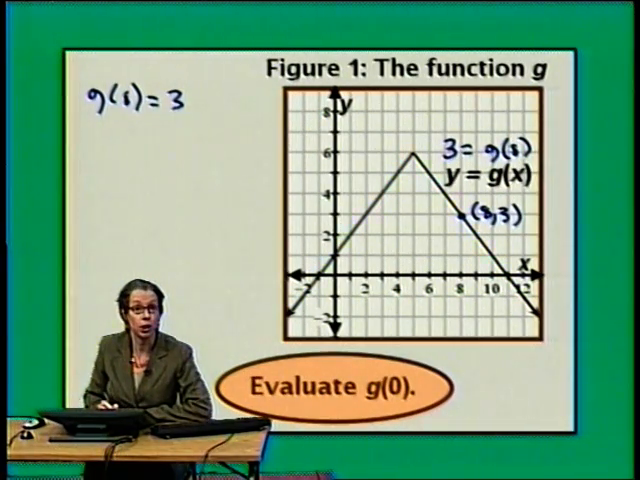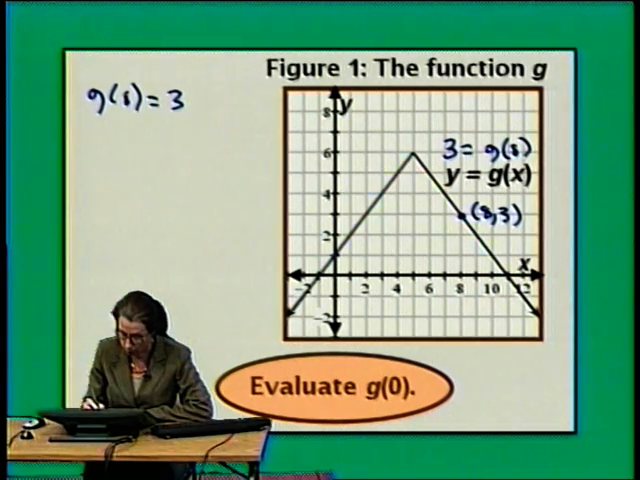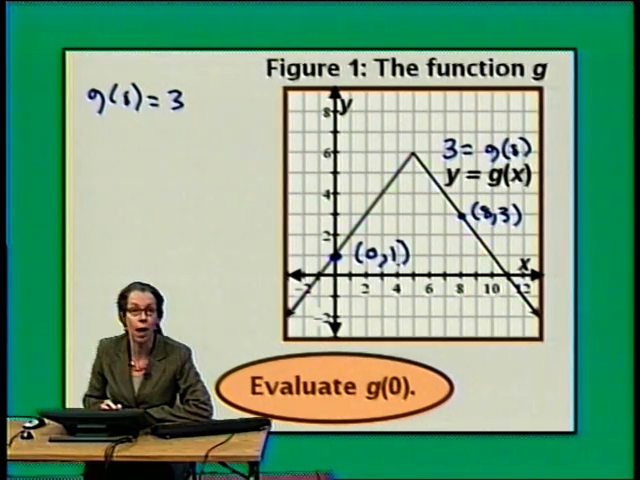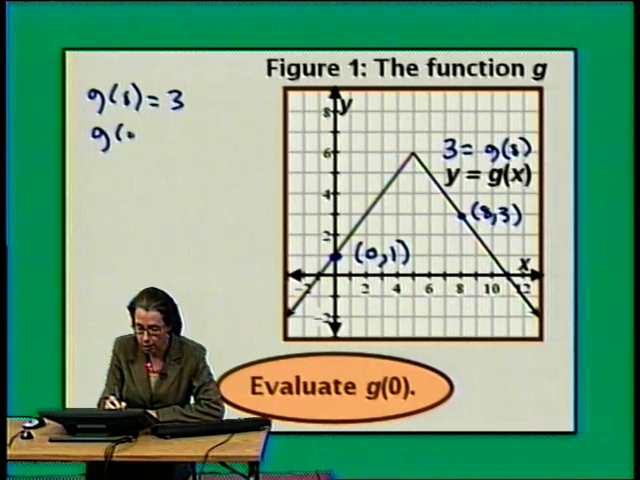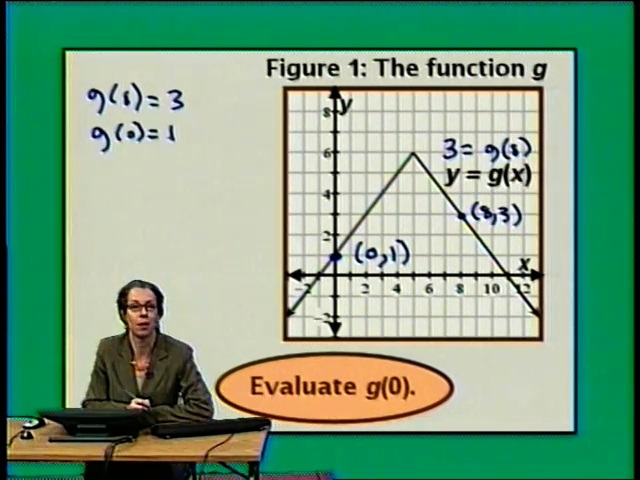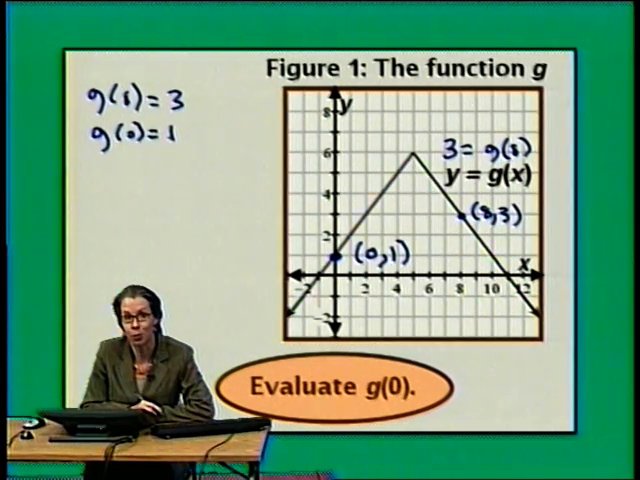Let's evaluate g of 0. So I'm looking for the ordered pair on the graph of this function whose first coordinate, x coordinate, is 0, and I read the corresponding y coordinate off the graph. So this ordered pair tells me that g of 0 equals 1. When I see g of 0 equals 1, I read that the vertical intercept of the graph of this function is the ordered pair (0, 1).